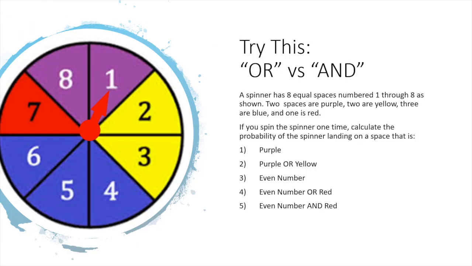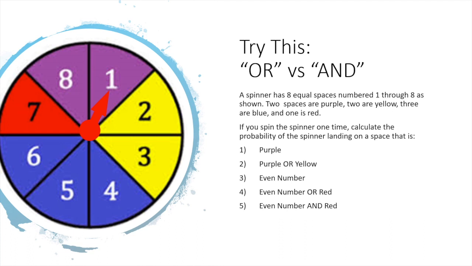So here's another example. We'll stop and let you give this one a try. So here's some or versus and problems. You have a spinner here with 8 equal spaces, so equal chance of landing on any of those spots, numbered 1 through 8. 2 of the spaces are purple, 2 are yellow, 3 are blue, and 1 is red. So for every probability problem that we're dealing with, we're talking about the probability after one spin or one selection. In this case, one spin of the spinner.